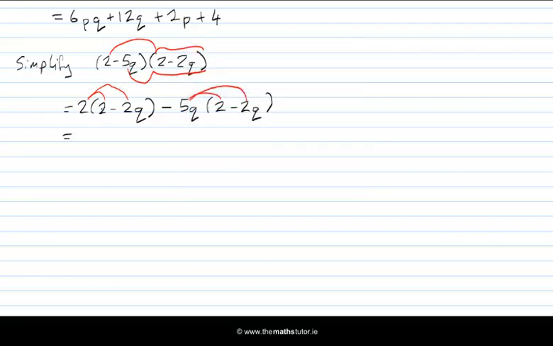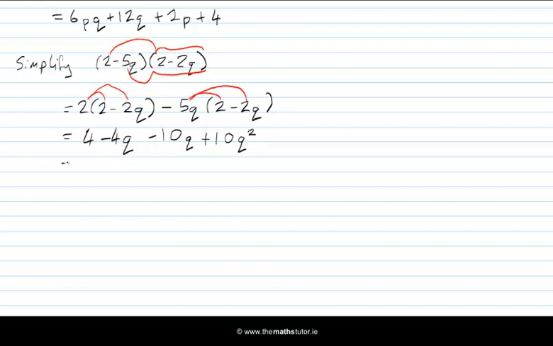So we get 2 by 2 is 4, 2 by minus 2q is minus 4q. The minus 5q, again don't forget this minus here, the minus 5q times 2 is minus 10q, and the minus 5q by minus 2q is plus 10q squared. It's minus 5 by minus 2, which is plus 10, and the q by the q is q squared.